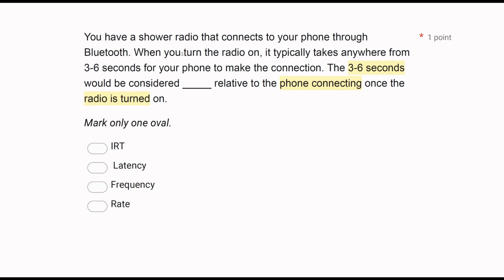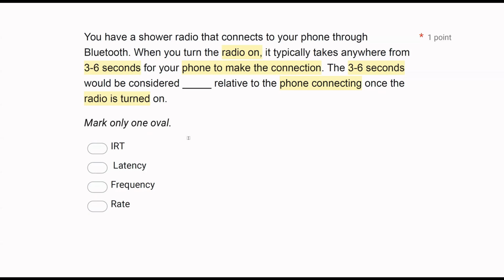Well, we know when you turn the radio on, it takes 3 to 6 seconds for that connection to happen. So the time in between turning the radio on and it connecting to the phone is 3 to 6 seconds. So if we think about that in measurement terms, if turning the radio on is the SD and the phone connecting is the response, we're looking at time in between the SD and the response. And what will we call that? A, IRT or inter-response time.